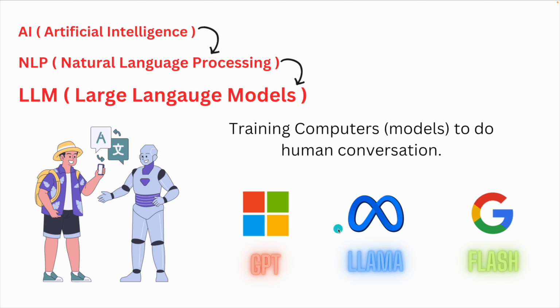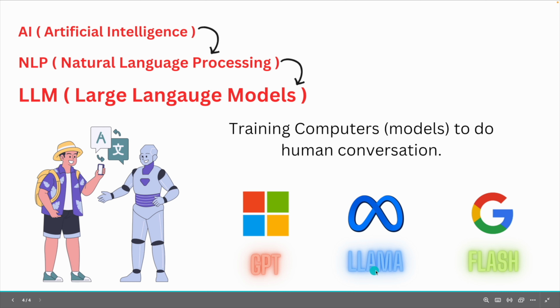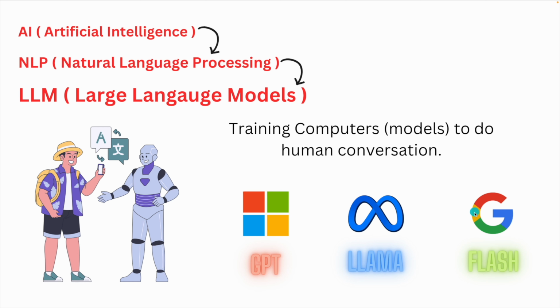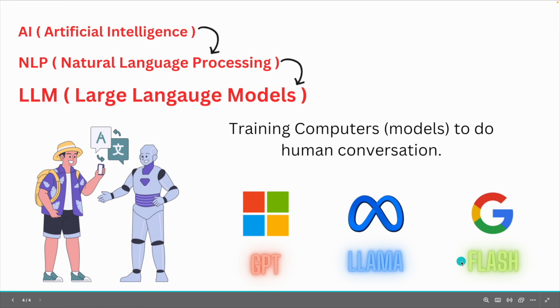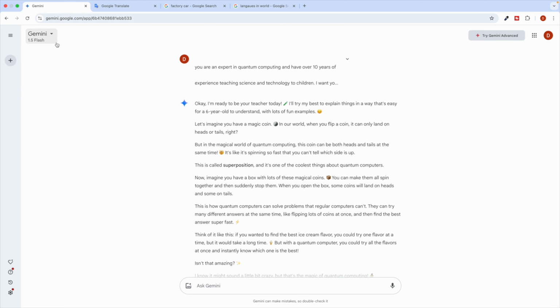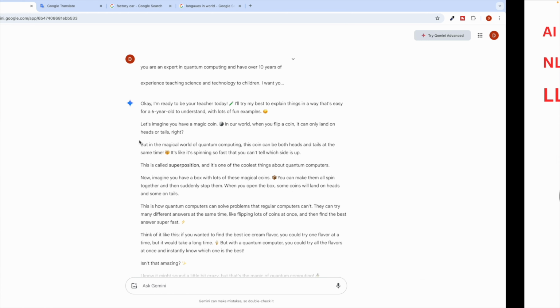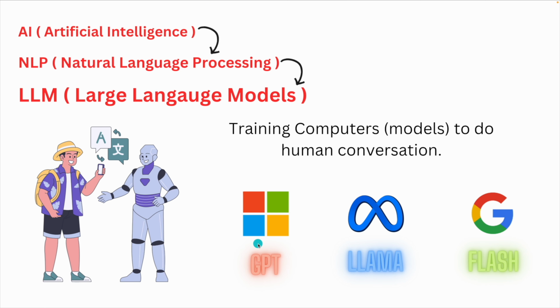Similarly, Meta is nothing but Facebook's parent company. They also created their own model, or I can say computer, known as Llama. And if we talk about Google, they also have created their own computer or model, which is known as Flash. If you go to Gemini, you can see it's known as Flash. Flash is nothing but a model or a computer. These computers or models can basically do human talk.